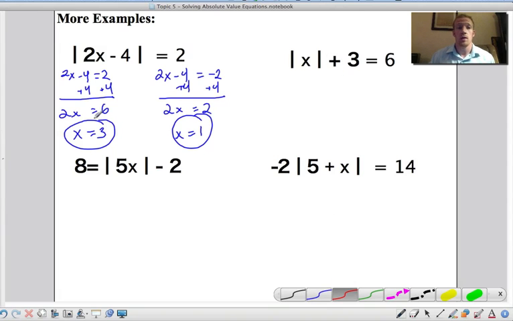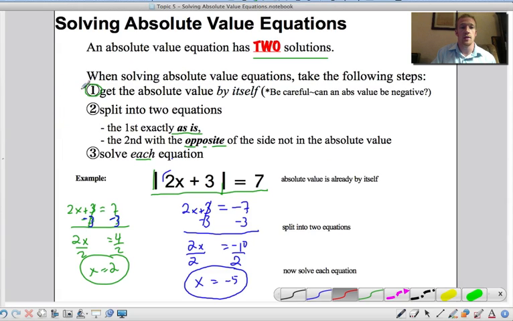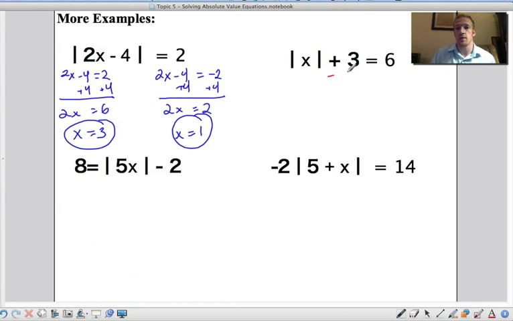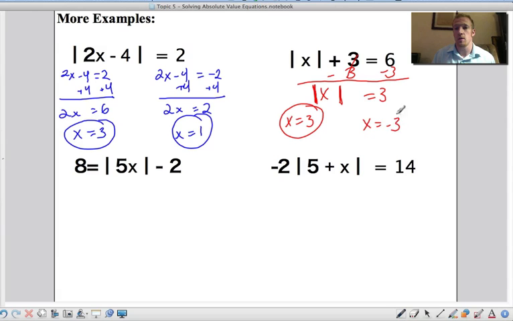So here, look at step 1. We have to get the absolute value by itself, alright? So that we don't have it by itself yet. So you have to subtract the 3 over. Now the absolute value here is all by itself, and we have a 3 on the other side. And this is just x equals 3, and x equals the opposite of this, and there's no work to do. You just got the answer right there.